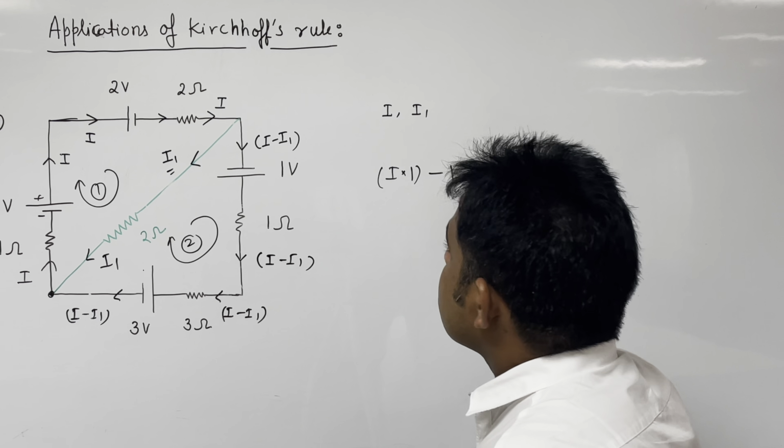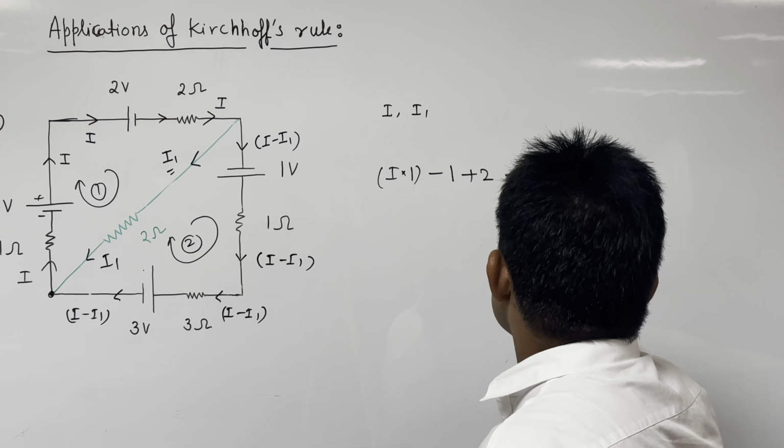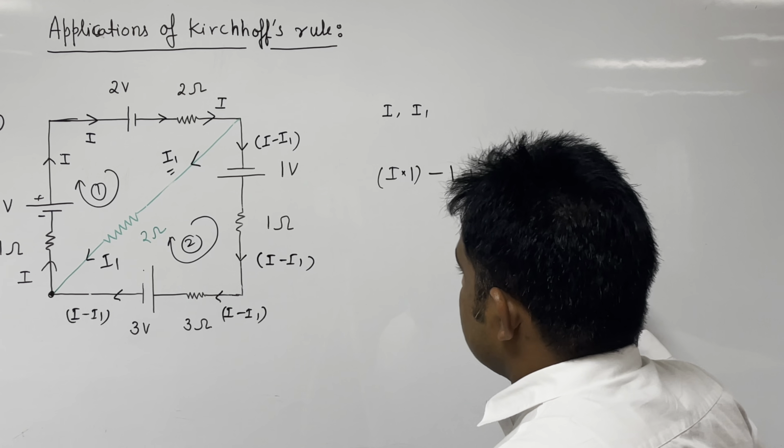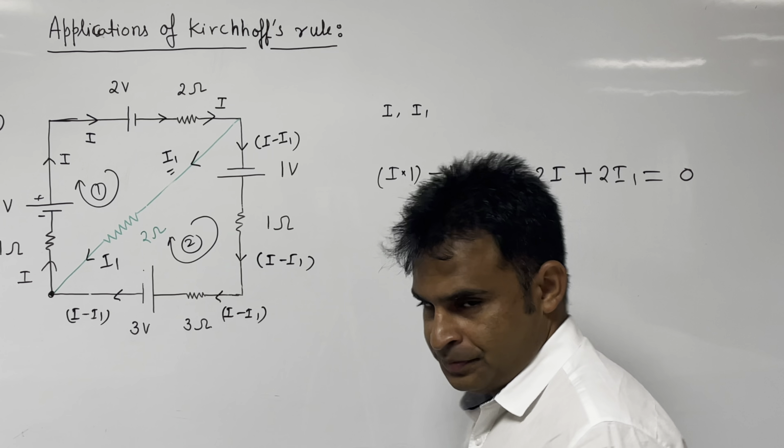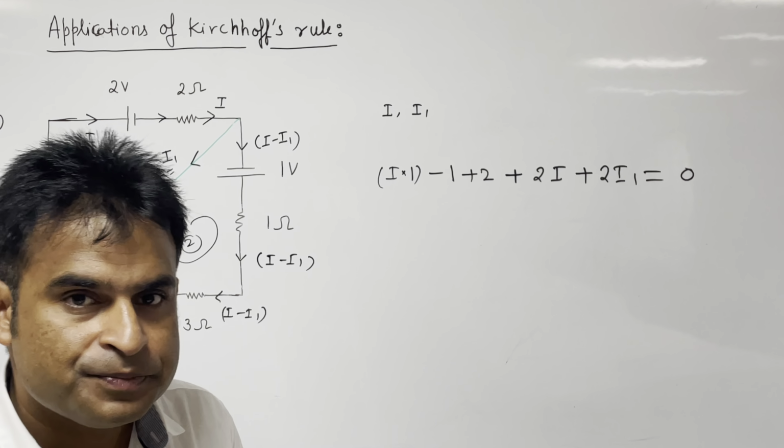Now I reach at this point, so what will I write? 2 into I. Then I reach at this point, then I'll write 2 into I1, and that should be equal to 0.